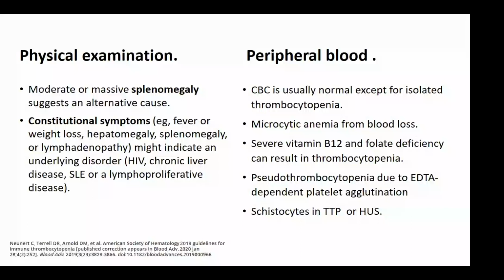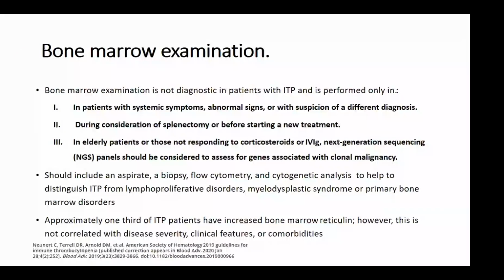Peripheral blood: the CBC in ITP is usually normal except for isolated thrombocytopenia. Some patients have microcytic anemia from chronic blood loss. Megaloblastic anemia should be excluded because some patients present with thrombocytopenia, so you should do B12 and folate levels. Pseudothrombocytopenia due to EDTA-induced platelet agglutination should be excluded by peripheral blood. Schistocytes would be seen in TTP or HUS, not ITP.